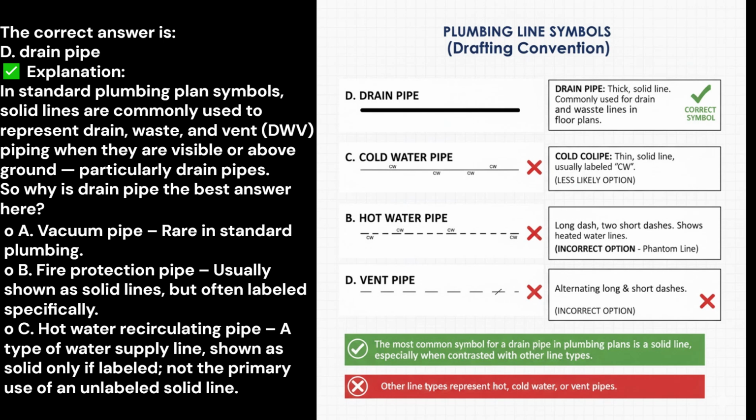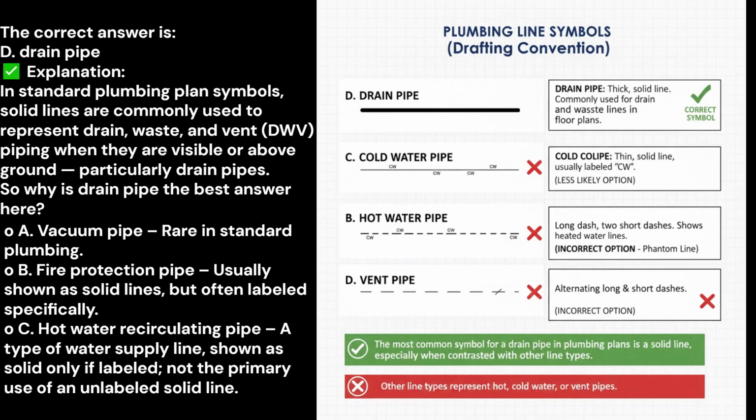Because among the options, drain pipes are routinely depicted as solid lines in plumbing plans, especially in floor plans showing underground or slab-level drains. The other options are either less common or use different conventions. A. Vacuum pipe: rare in standard plumbing, not typical in residential or commercial plans.